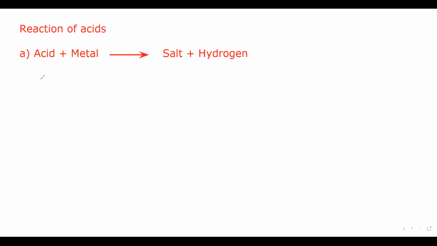According to the reactivity series, we have potassium, sodium, calcium, magnesium, aluminum, zinc, iron, lead, copper, mercury, silver, gold and platinum. So this is the reactivity series. As we go down, the reactivity decreases.